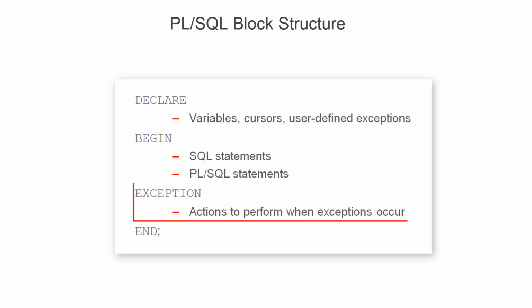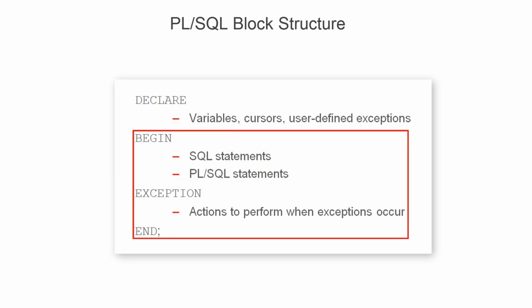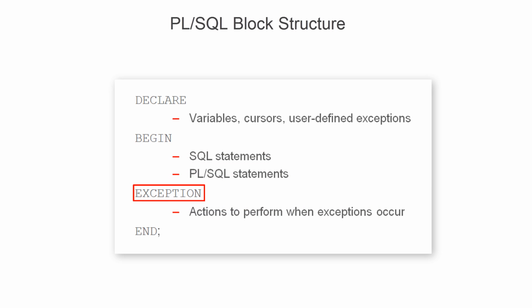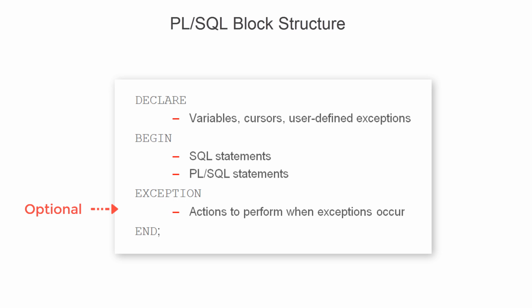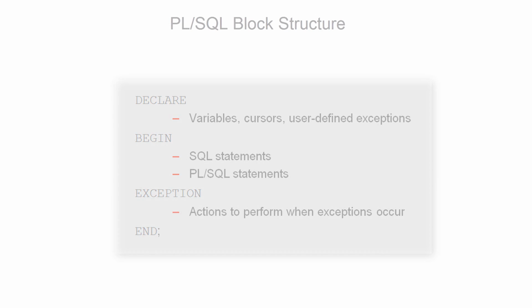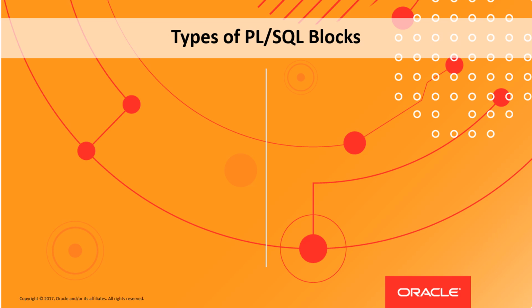The exception handling section is nested within the executable section. This section begins with the keyword exception. In this section, you can specify the actions to be performed when errors and abnormal conditions arise. This is an optional section. All PL/SQL blocks must conclude with an end statement. Observe that end is terminated with a semicolon. What are the different types of PL/SQL blocks?